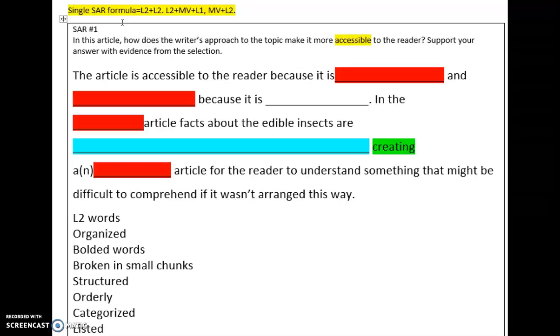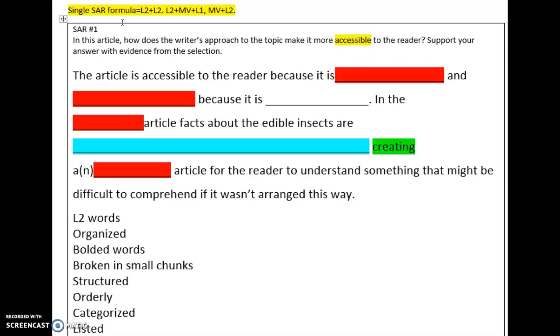So I went ahead and made my L2 list down here. That's your first step after you understand the prompt. And again, if you don't understand the prompt, read it several times. Don't panic. Look up words if you don't know the meaning. Like if you didn't know what accessible meant, look it up. And once you understand the prompt, go ahead and make your L2 list of words that would describe how the writer made it easier to read.